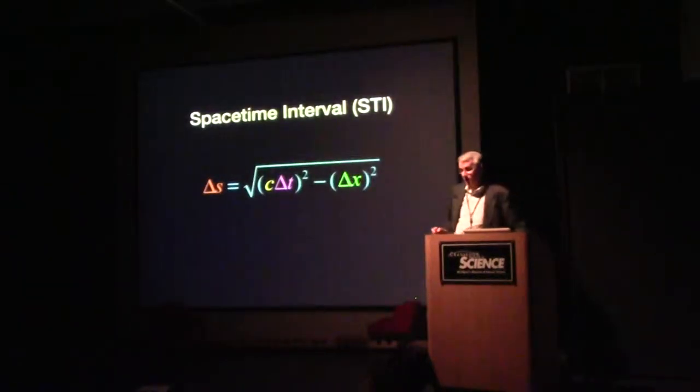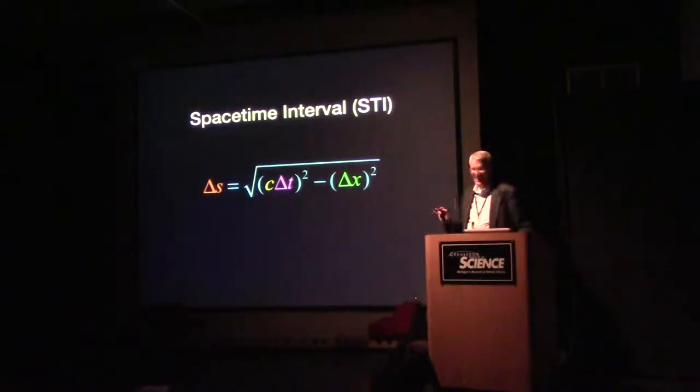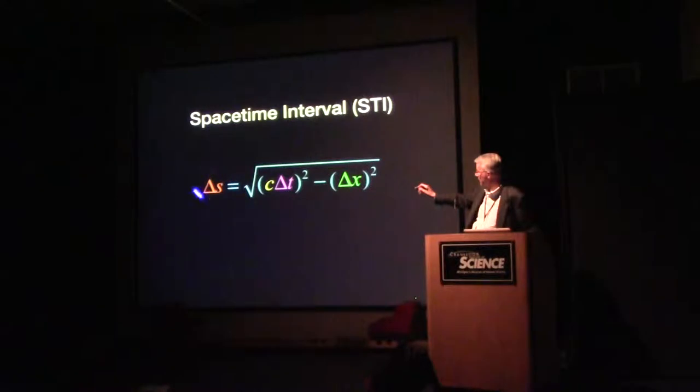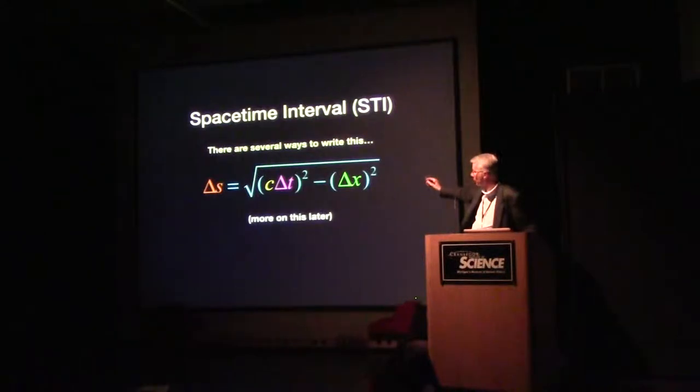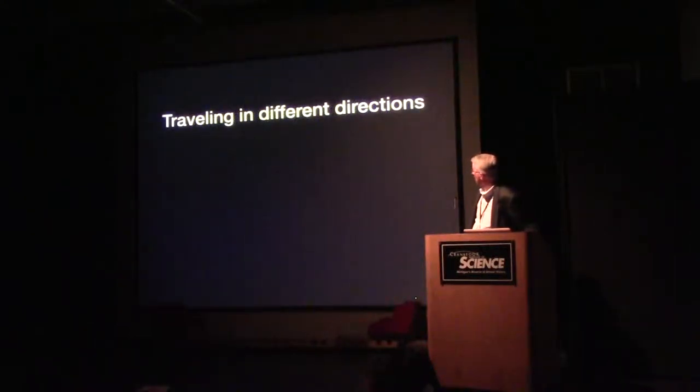All right, so I'll talk a little bit about space-time. I did mention at the beginning that there would be just a little bit of math. This is the space-time interval. The equation for the space-time interval is delta S, that's the space-time interval, STI, is the square root of (c, the speed of light, times delta t, the difference in time) squared, minus (delta x, the distance in position) also squared. Okay, so you're not going to need to memorize that. There are several different ways, right? So you can play all you want with the math and moving things around and following rules. We'll get to that.